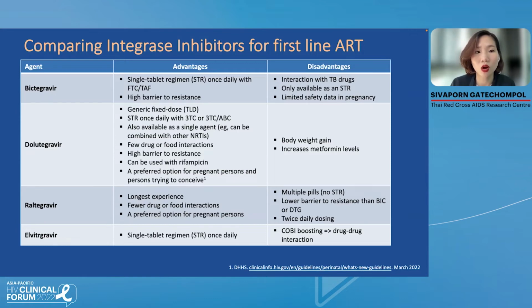But the disadvantage of raltegravir is that there is no single tablet regimen, so it's multiple pills if you use raltegravir. And compared to bictegravir and dolutegravir, raltegravir has a lower genetic barrier to resistance, and the twice daily dosing is also a disadvantage. For darunavir, the advantage is that it is a single tablet regimen once daily. But the disadvantage is that it has to be combined with a booster, which leads to drug-drug interactions.